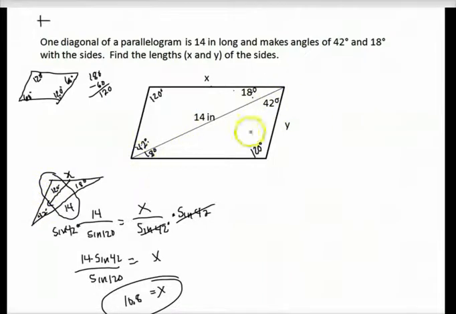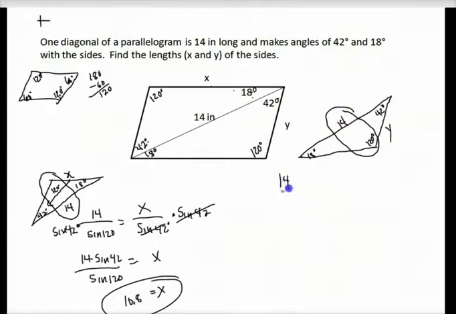draw another, I'm going to do the bottom triangle because that's where my y is located. We're going to do this very similar thing. Fill in my angles, fill in my 14, and make sure you put your y in the right place. Again, set up the pairs. 14 was opposite the 120. Okay, so the side 14 over the sine of 120 should equal, and we're solving for y, so look for its opposite, which would be 18. So y over the sine of 18.